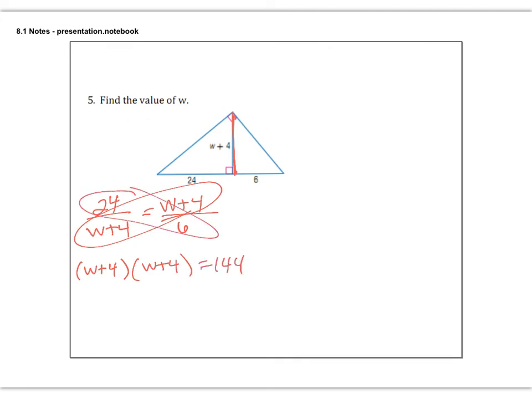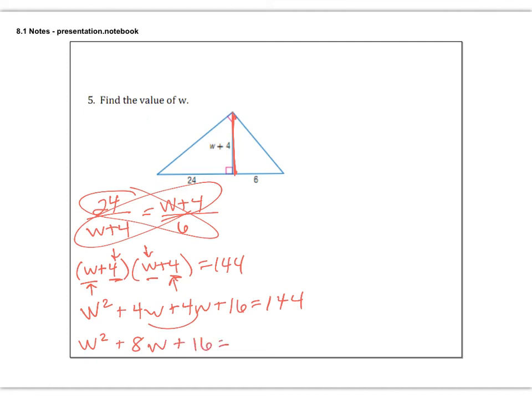Now this W plus 4 times W plus 4, we have to FOIL or box method. When we FOIL, we take the firsts. W times W is W squared. We take the outsides, which are W and 4. Multiply, we get 4W. Take the insides. Again, we get 4W. And then take the lasts. The last thing in each parenthesis is 4 and 4. Multiply, you get 16. Most people know that we should combine these. So we get W squared plus 8W plus 16 equals 144.